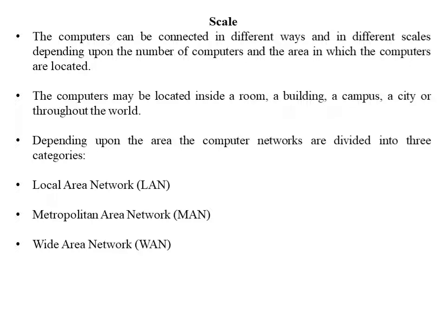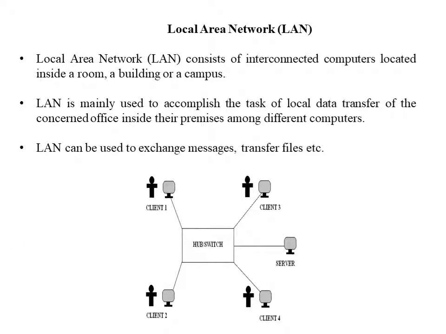Now let us discuss scale. The computers can be connected in different ways and different scales depending upon the number of computers and area in which computers are located. So the computers may be located inside a room, inside a building, a campus or a city or throughout the world. So depending upon the area, the computer networks are divided into three categories: LAN, MAN and WAN. LAN is local area network, MAN is metropolitan area network and WAN is wide area network.